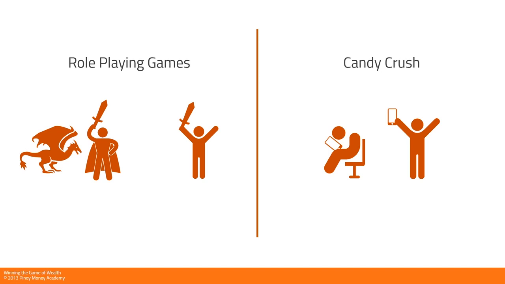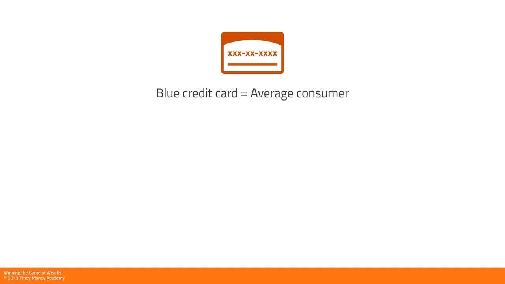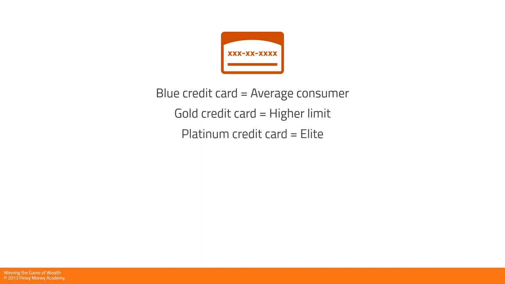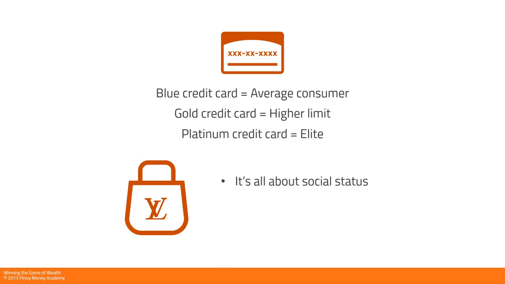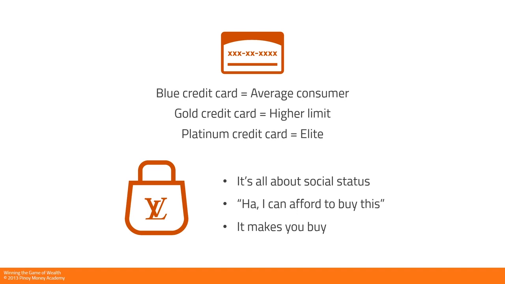And in the real world, this has been used many times already. For instance, a blue credit card is for the average consumer, but a gold credit card represents a higher credit limit. But for the elite, well, they have the platinum card with unlimited credit. A bag is simply a bag until it has the letters LV stamped on it. Is it really high quality leather? Come on! It's all about social status. It's screaming out to the world, "Ha! I can afford to buy this." Envy creates desire, and desire makes you skip asking the question of whether you really need it. It just makes you buy.